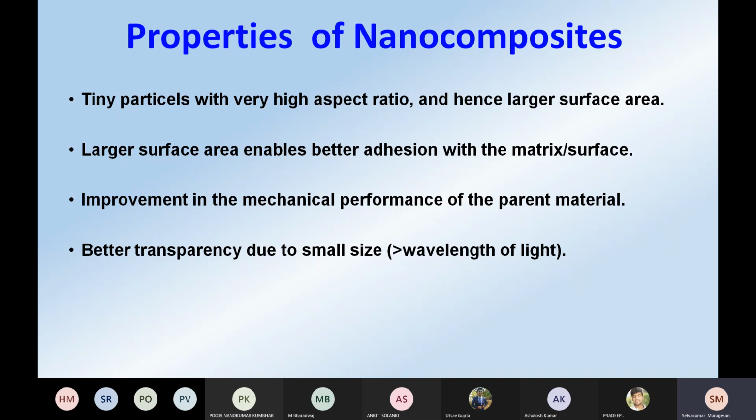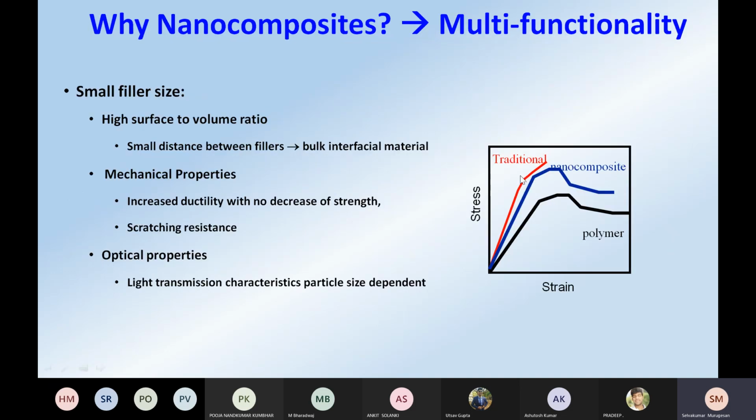You can see here the stress-strain curve of the traditional composite, the nanocomposite, as well as the polymer. They always have significant strength as well as elongation. That means you are not going to lose anything. Having a small filler size and a very high surface to volume ratio gives improved mechanical properties, meaning increased ductility without decreasing the elasticity. High strength, very high scratch resistance, and very good optical properties.